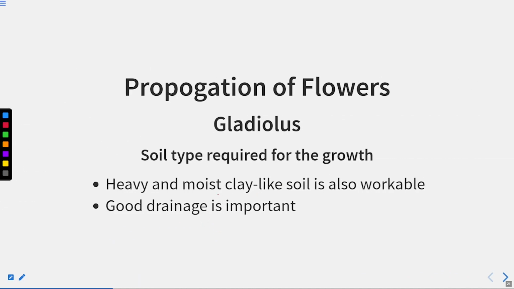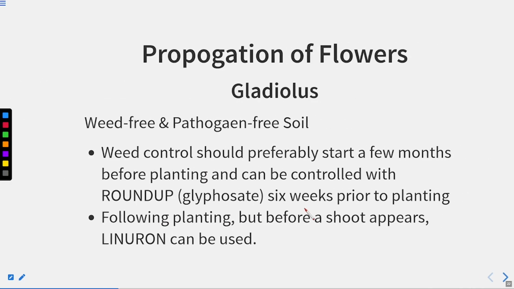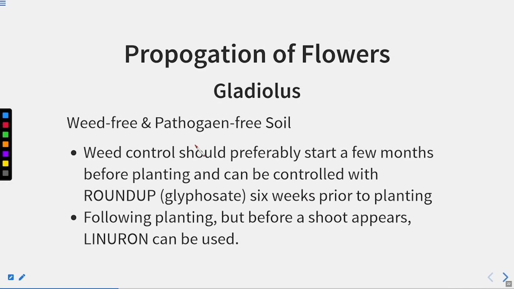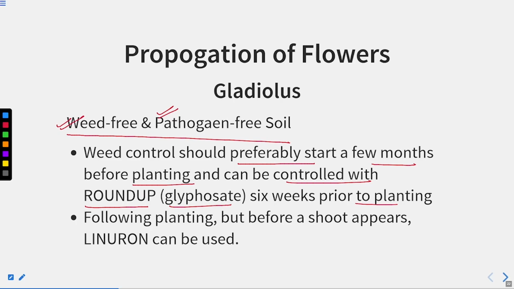Heavy and moist clay-like soil is also workable, and good drainage is very, very important for this plant. The soil should be weed-free and pathogen-free. Be sure that the soil does not have any type of weed or pathogen in it. Weed control should preferably start a few months before planting and can be done with Roundup, that is glyphosate, 6 weeks prior to planting.